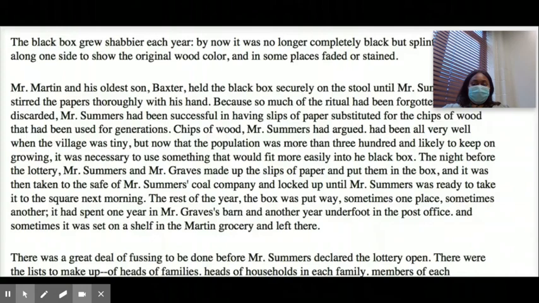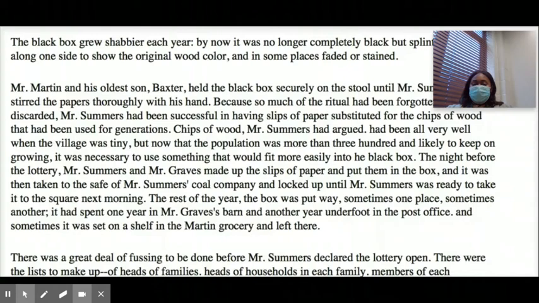Because so much of the ritual had been forgotten or discarded, Mr. Summers had been successful in having slips of paper substituted for the chips of wood that had been used for generations. Chips of wood, Mr. Summers had argued, had been all very well when the village was tiny, but now that the population was more than 300 and likely to keep on growing, it was necessary to use something that would fit more easily into the black box.